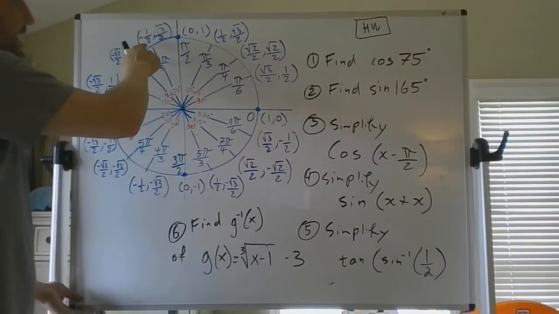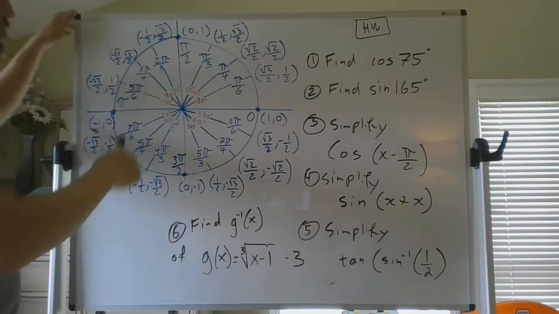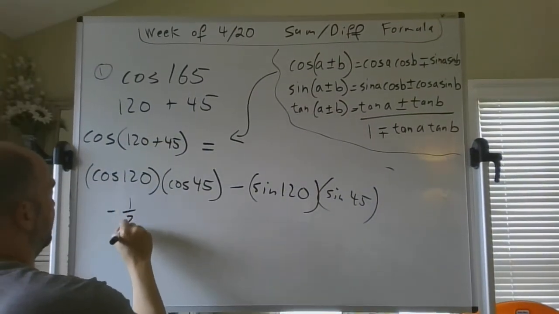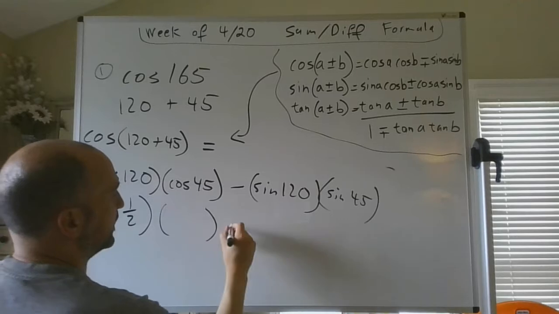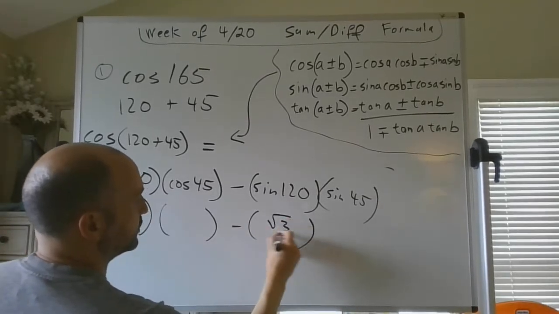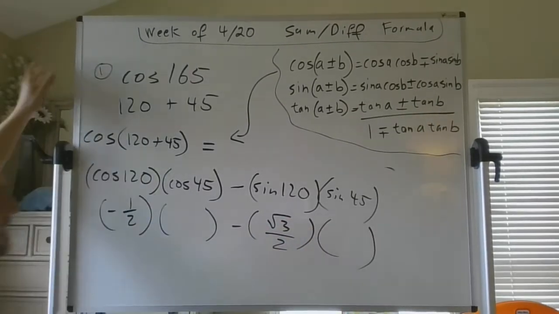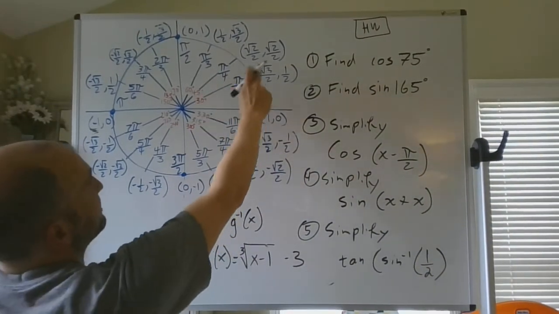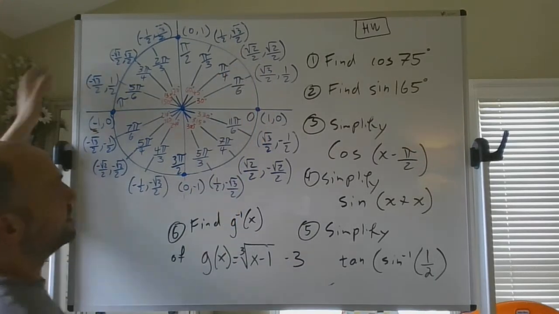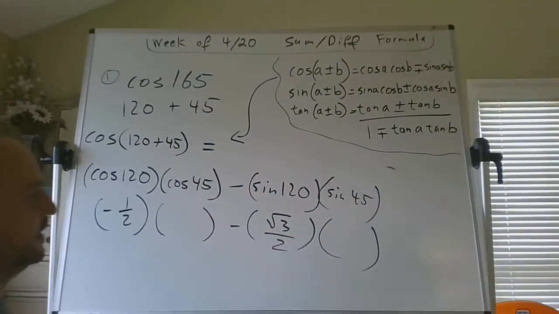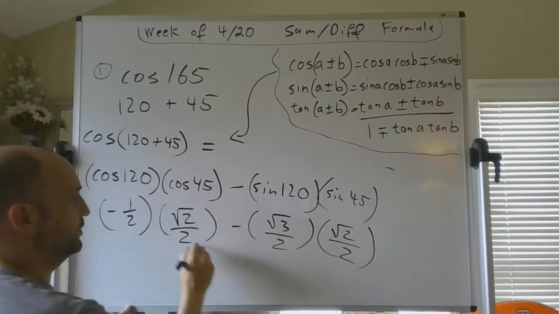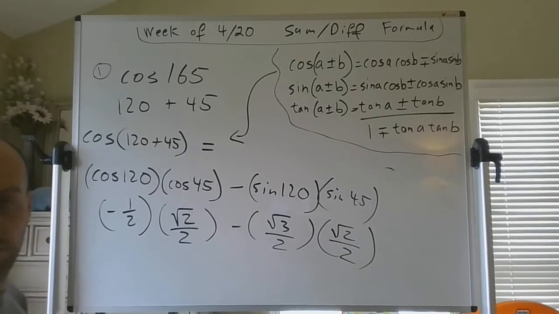For 120, we got sine of 120 is root 3 over 2. Oh, I'm sorry, we need cosine of 120. Cosine of 120 is negative 1/2. Sine of 120 is root 3 over 2. Okay. Now let's get the sine and cosine of 45. For 45, the sine is root 2 over 2. The cosine is also root 2 over 2. All right. Now we just got to multiply and subtract.